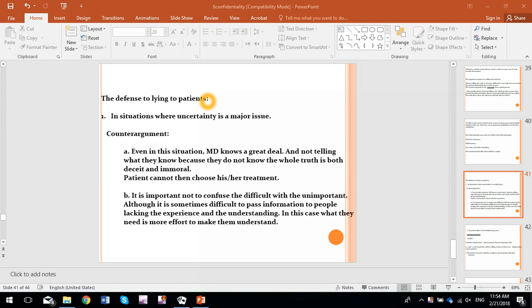The ethicists say, okay, even in this case, if uncertainty is there, this is the counter argument. Even in this situation, you still have, as a physician, you still know a great deal. I'm not asking you to tell me what you don't know. Just tell me what you know, and not telling what you know because they do not know the whole truth is both deceit and immoral.